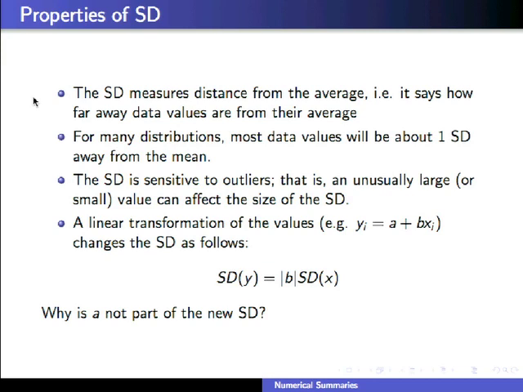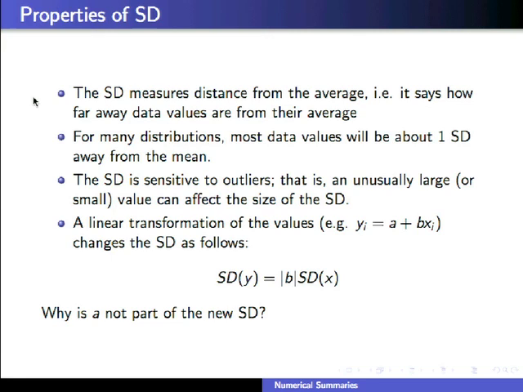Just like the mean is very sensitive to large values, which we saw with the pollution data, the SD is also sensitive to outliers because it's also an average. In fact, it's in some ways, well, I'll leave it at that.